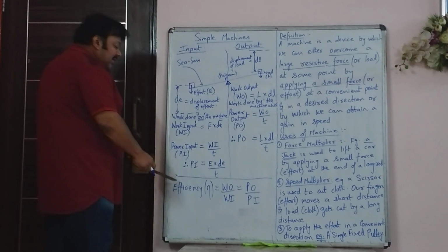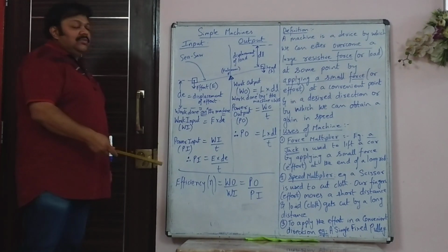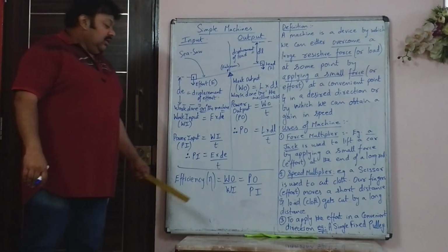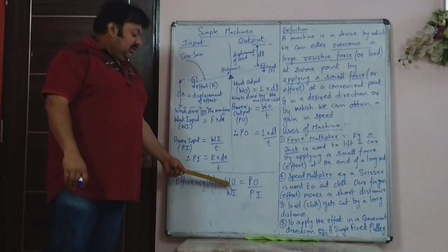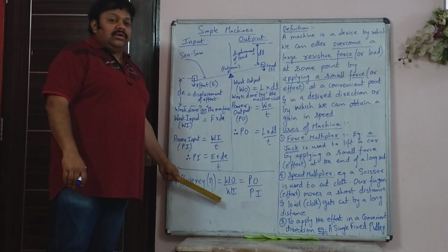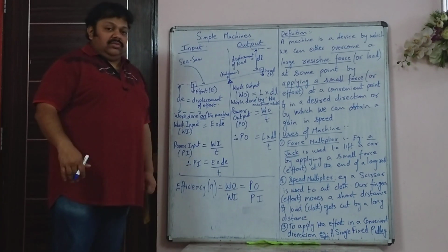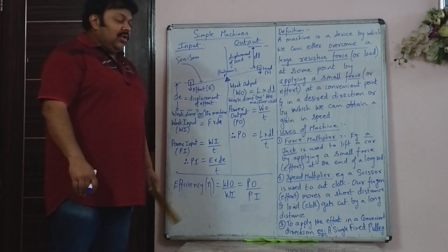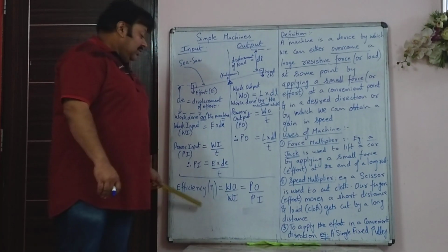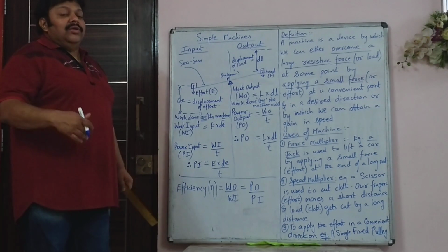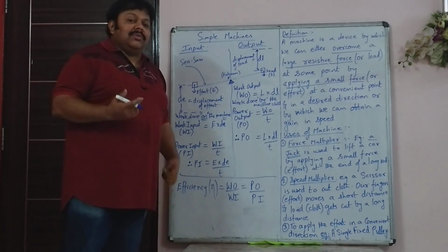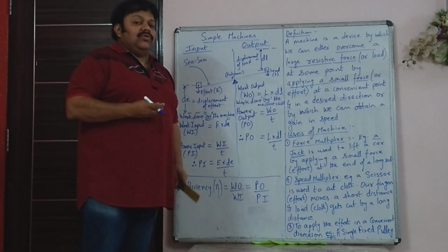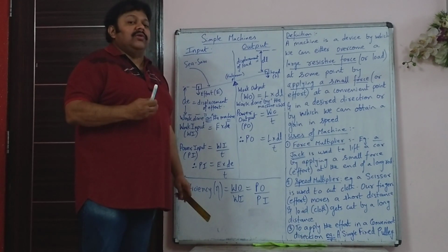So now, efficiency. Any machine has something known as an efficiency. It is the ratio of the work output to the work input. Or you can even say it is the ratio of power output upon power input. So that is efficiency. An efficiency of a machine can be maximum 100%. But usually no machine will have efficiency of 100%.